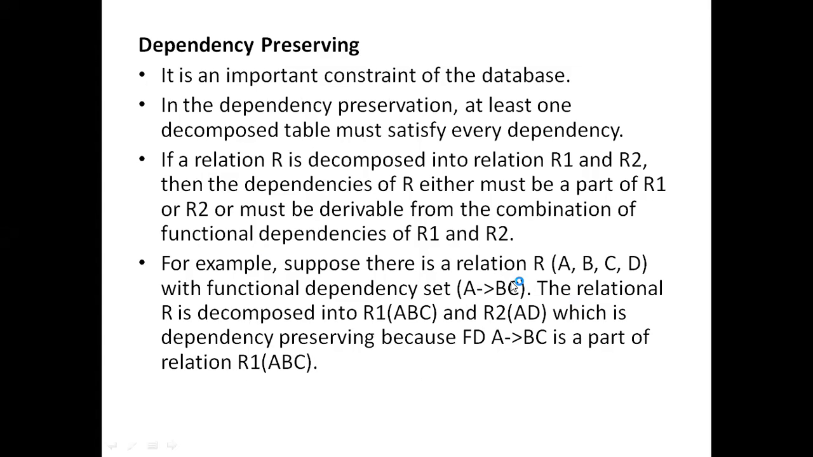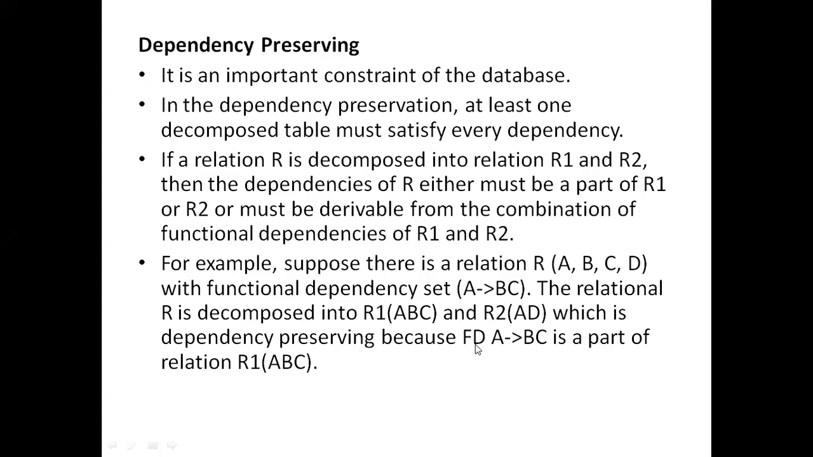A is determining BC. So BC is the dependent, A is the determinant. Okay, BC is going to depend on A. So this relation is going to be decomposed into R1 and R2, where I can maintain the following dependency in this ABC, because it has ABC columns. So I can maintain the functional dependency in my first table as A to BC.